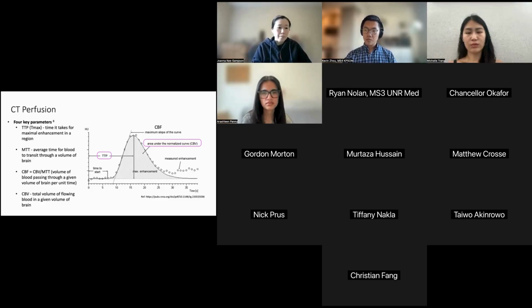The mean transit time is the average time it takes for blood to pass through a specific area of the brain. Going back to the plumbing analogy, this is how long it takes for water to travel from one end of the pipe to the other end of the pipe. That's the mean transit time. Cerebral blood flow measures the amount of blood passing through a specific part of the brain each minute. So when you turn on the faucet, it's looking at the volume of water that flows through a pipe per minute.